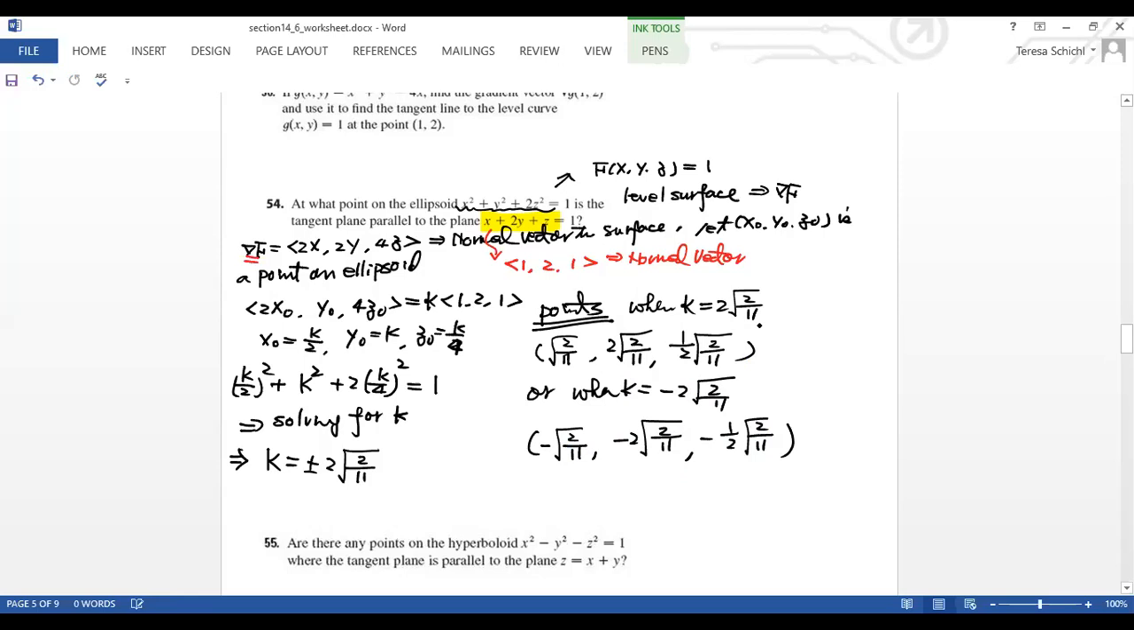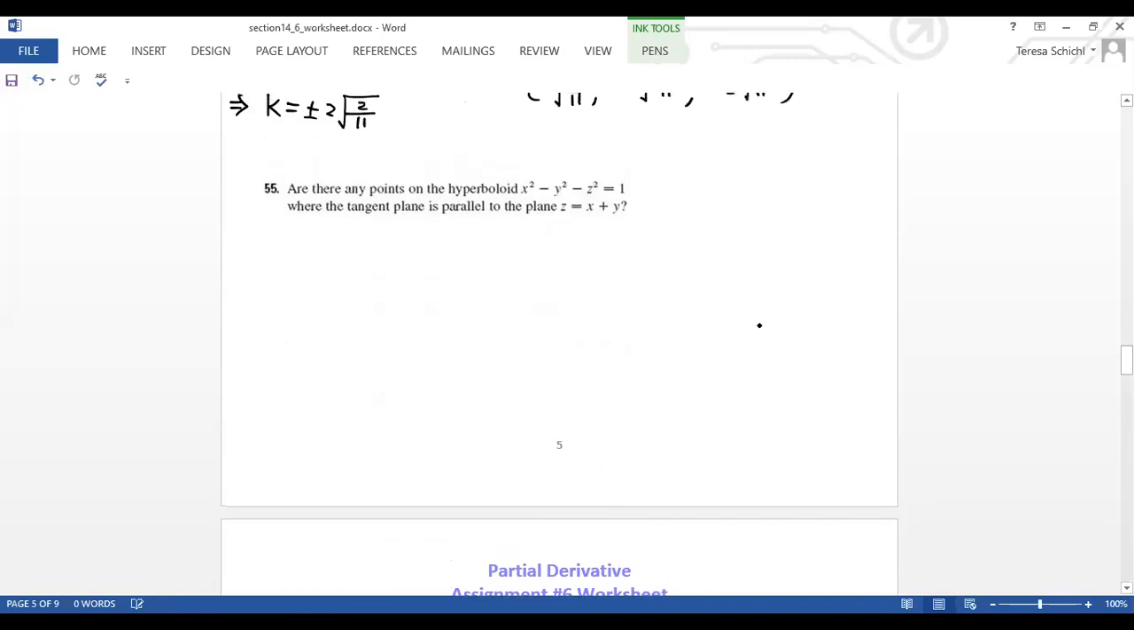Okay, so let's take a look at problem 55, if you are still not quite clear. It asks: are there any points on the hyperboloid x squared minus y squared minus z squared equal to 1 where the tangent plane is parallel to the plane like this? So still, this is my level surface. And for this plane here, it is x plus y minus z equal to 0.